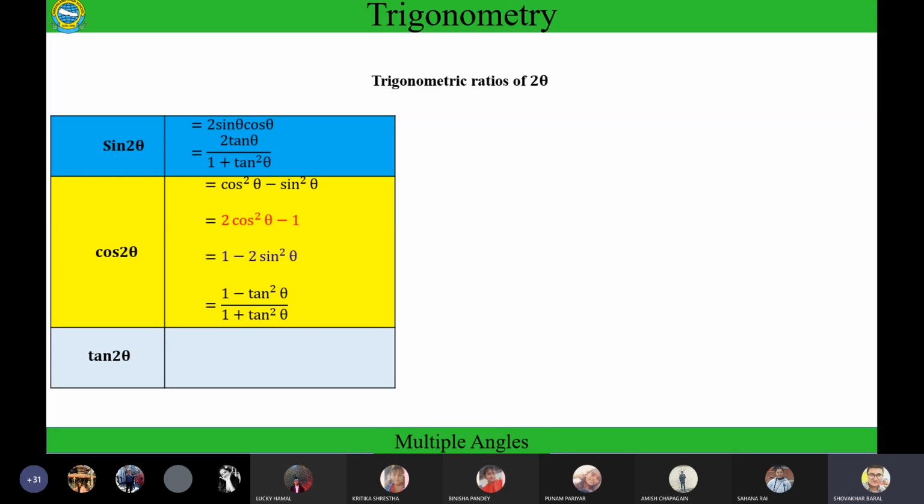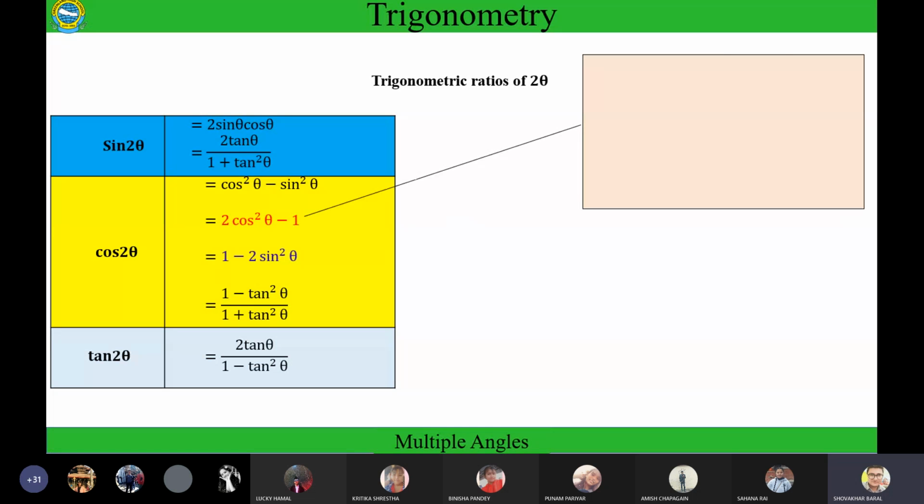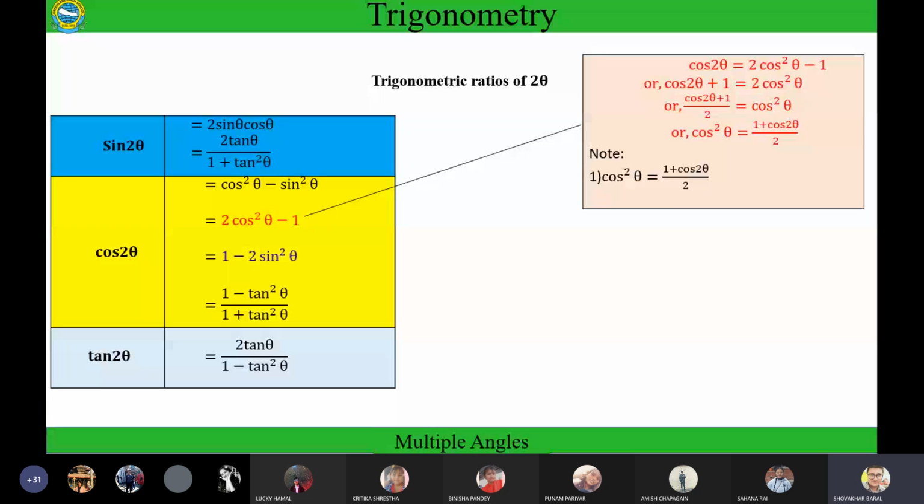Tan 2 theta is equals to 2 tan theta by 1 minus tan square theta. Similarly, cos 2 theta is equals to 2 cos square theta minus 1. We have the formula for cos 2 theta, and cos square theta is equals to 1 plus cos 2 theta by 2. 1 plus cos 2 theta is equals to 2 cos square theta.